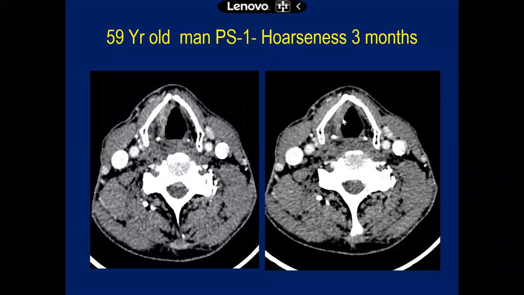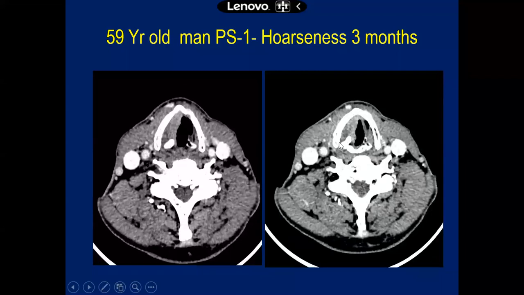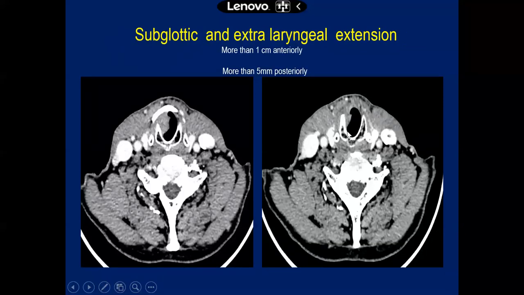Next, this is at the level of the true vocal cord. Why is it? Because of the cricoarytenoid joint. You can see a lesion extending into the anterior commission, and the posterior commission is also involved. The paraglottic fat is infiltrated. The lesion is crossing the midline, with minimal extension to the opposite side. So this is the GTV, and this is again a T3 disease. And the same patient has a subglottic extension. Why? I told you in the beginning, you should not see any soft tissue at the level of the cricoid cartilage.